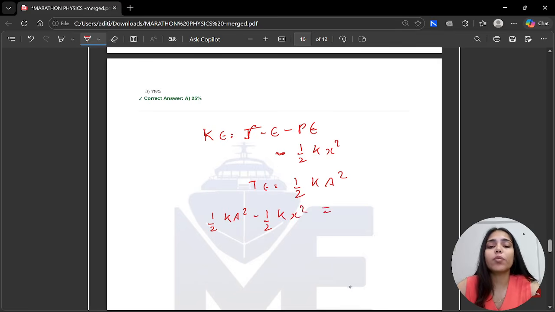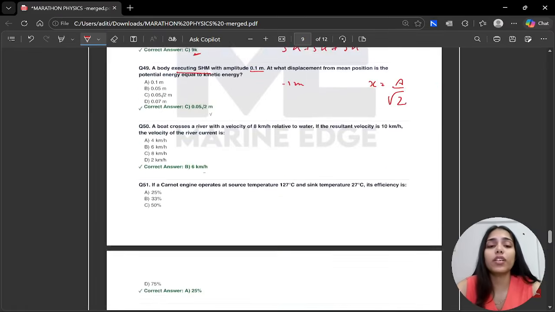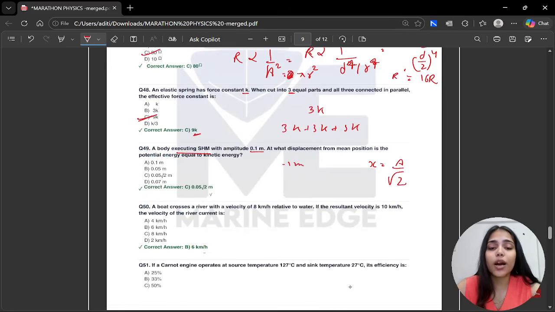And this kinetic energy should be equal to the potential energy at that point of time. So 1 by 2 k x square. So if we just take it to the other side, 1 by 2 k a square is equal to k x square. K and k will get cancelled, and a square upon 2 is equal to x square. So that implies x is equal to a upon under root 2. So at the displacement amplitude upon under root 2, at that point the kinetic energy and potential energy will be equal. Now in the question we have been given amplitude is 0.1 divided by under root 2.